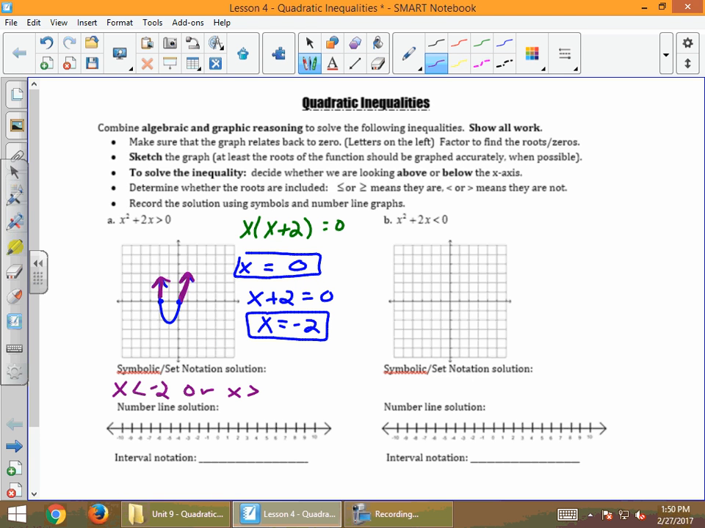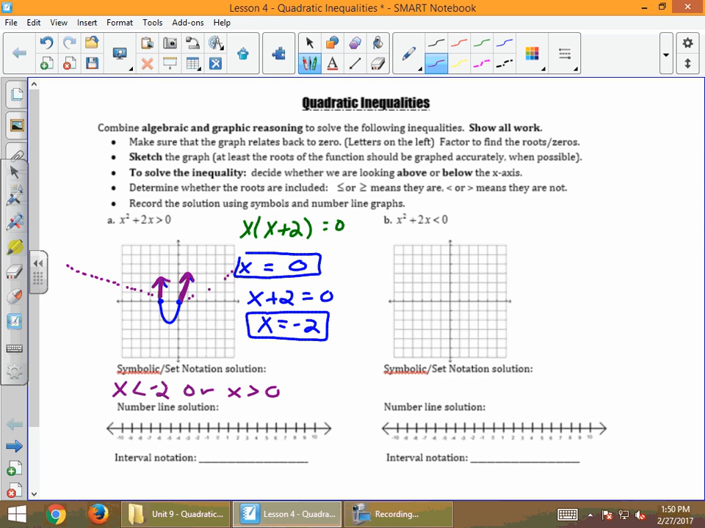And then what's the next root? 0. Because if you notice how this arrow is going to slowly get wider and wider, it's reaching to all the numbers that are smaller than -2. And this arrow is going to slowly get wider and wider, and it's going to hit every number that's bigger than 0. And then just separate it with an or.